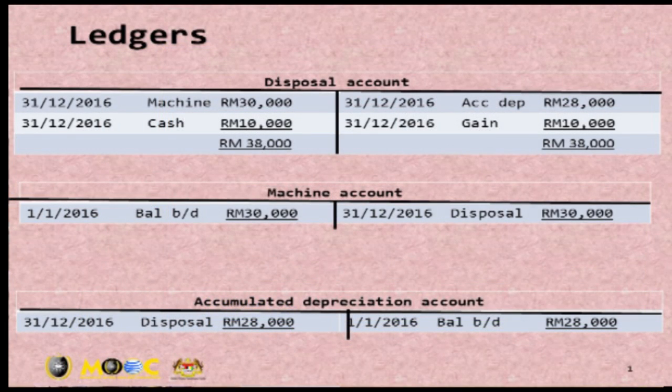Okay, so this is the ledger. In the ledger we post all the journal entries that we prepared previously. So we open up the related accounts, which are the disposal account, machine account, and accumulated depreciation account.